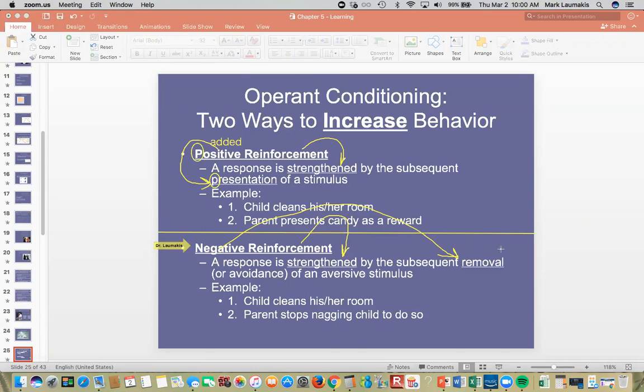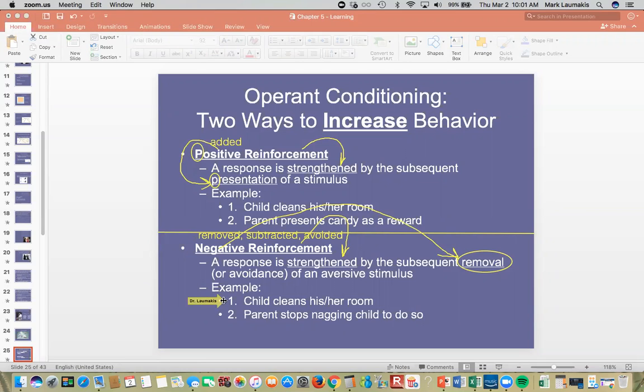It's something being subtracted. It's something being avoided, something being eliminated or terminated. All those words will work. So it's not negative in the sense of bad. It's negative in the sense of something being removed or subtracted or avoided. I like all those words as a way to help you keep straight in your mind the idea here with negative reinforcement. So same behavior, child cleans his or her room.